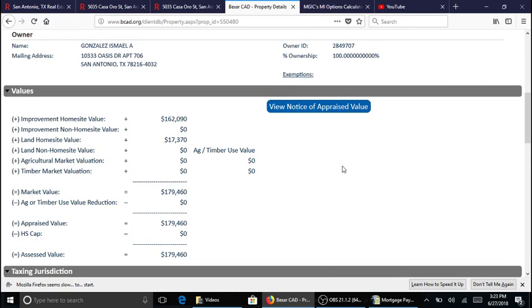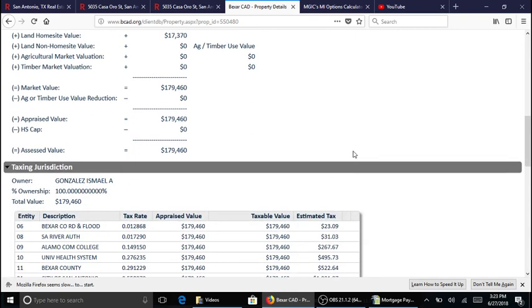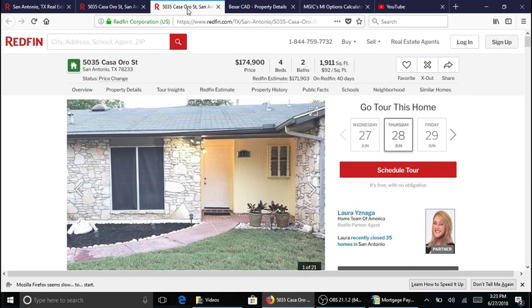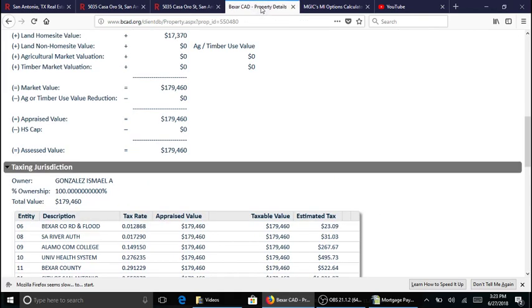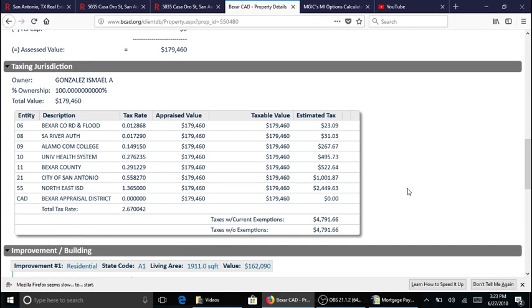So according to the 2018 tax assessor's office, the market value of this property is $179,460. So that's the home site value, the actual structure $162,990, and then the land valued at $17,370. They come up with $179,460. So it's actually being sold for under the value for 2018. So that's always good. Hopefully whenever they do an appraisal, that comes back as that or higher.